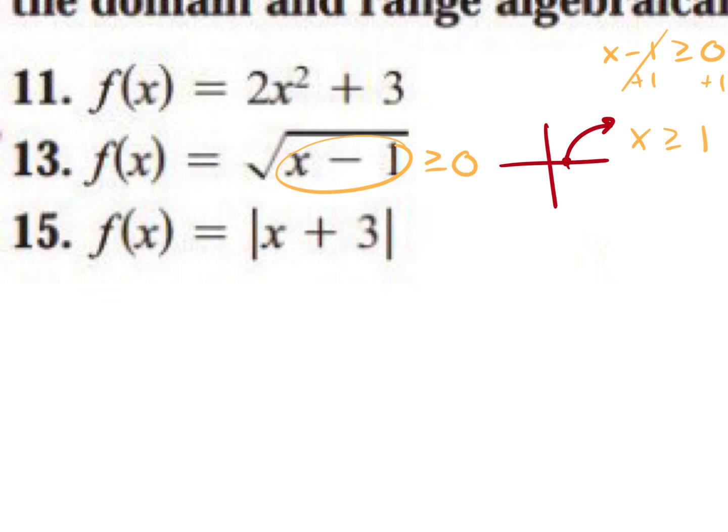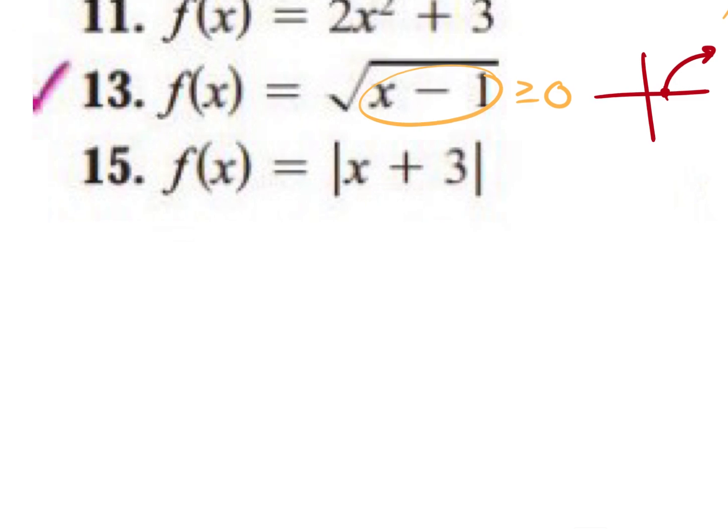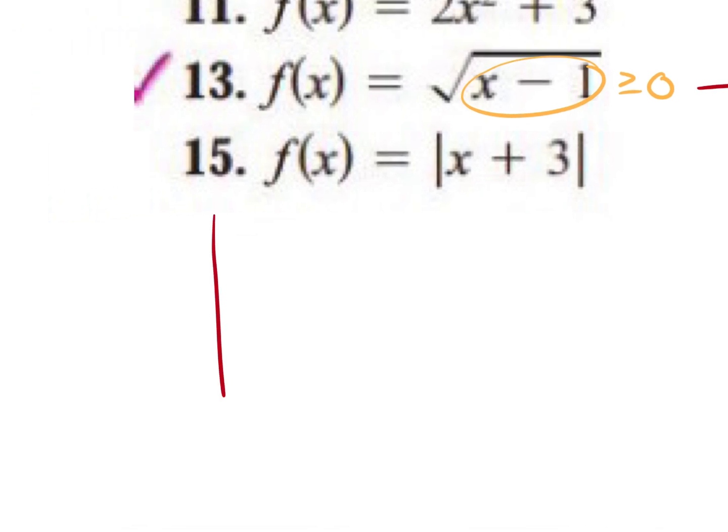For 15, does anybody know what an absolute value graph looks like? A V. Awesome. The last class did not know. It's a V shape. Let's think about our transformations a little bit back from Algebra 2. What does +3 on the inside of an absolute value do to our graph? Which way does it shift it? To the left. Awesome. So we'd shift it to the left 3, and it's a V shape. Something like this. This is a rough estimate of what our graph would look like.